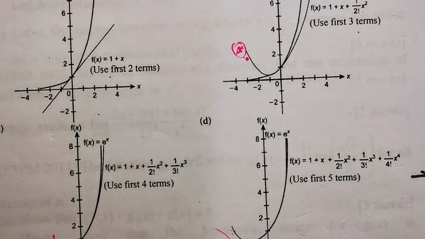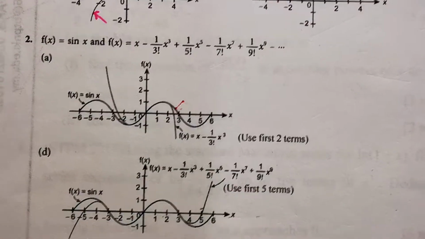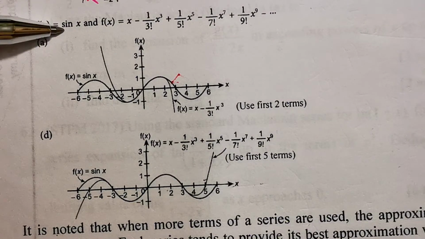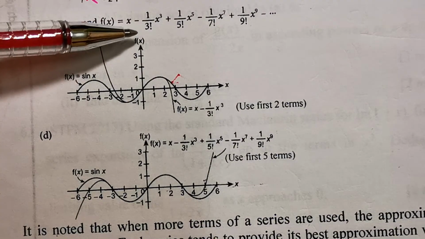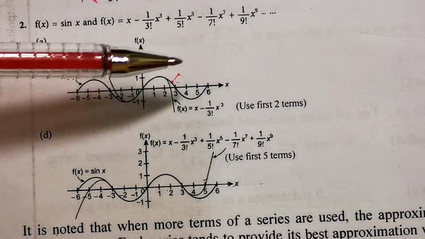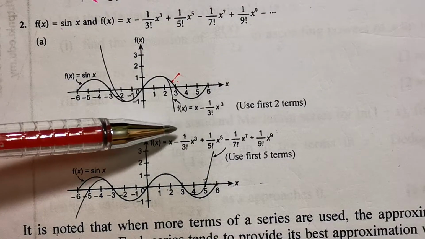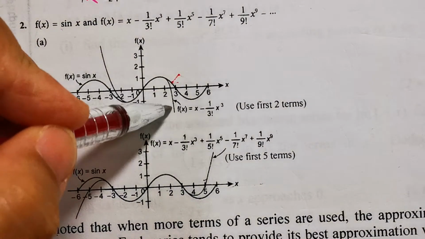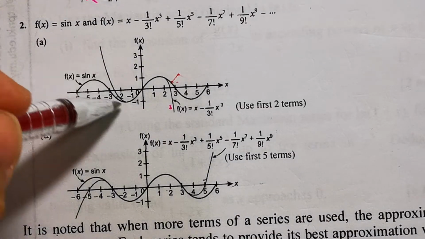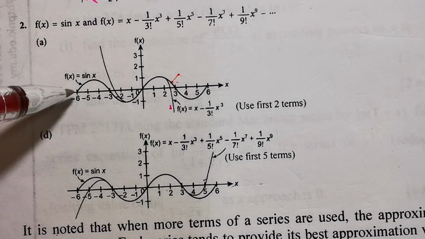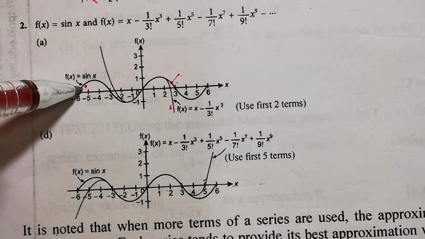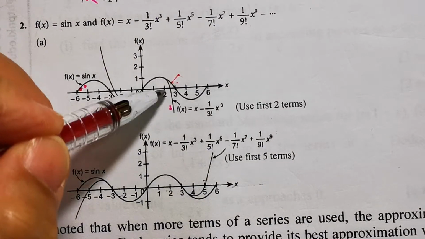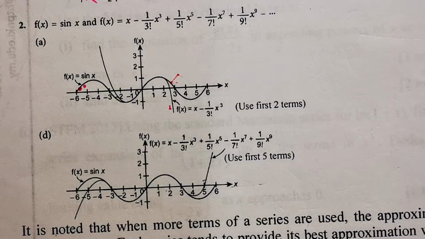Okay, so we see another example. This is for sine x. The actual function is sine x. This is the standard Maclaurin series for sine x. Let's see, we are using the first 2 terms, so it's a cubic function. This is the cubic function. This one is the actual sine x graph. From here you can see in between negative 1.5 to almost 2, they are very close to each other.